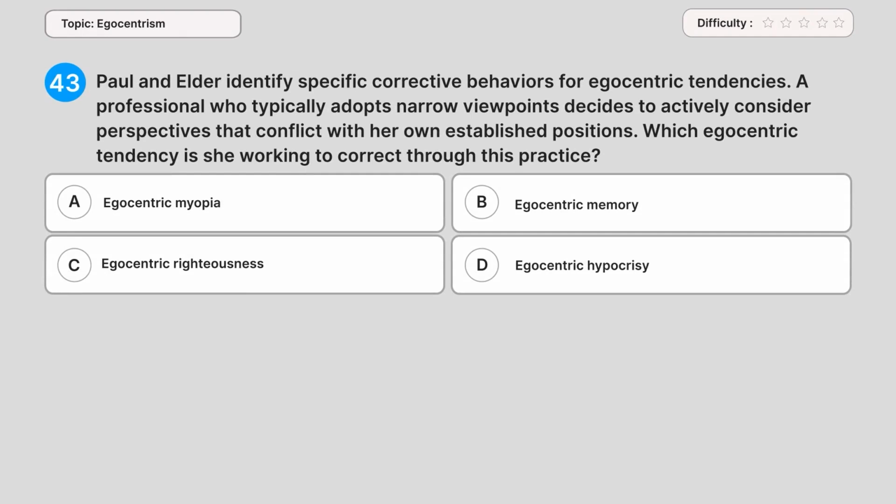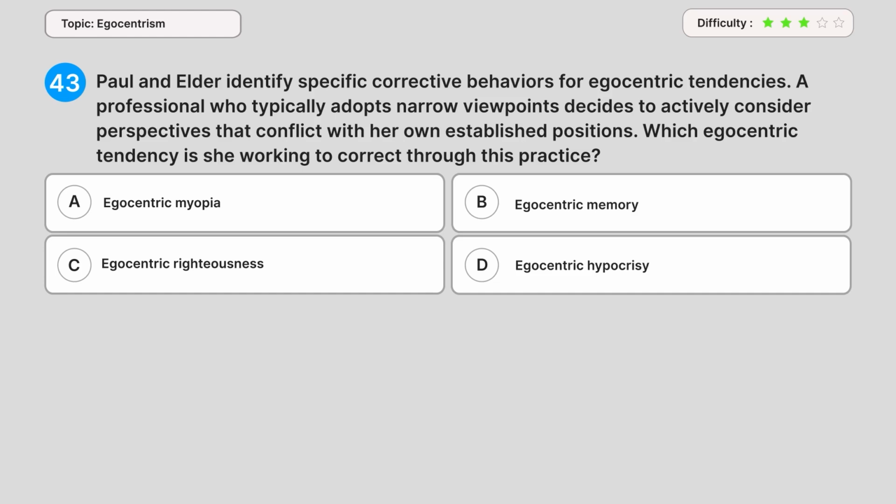43. Paul and Elder identify specific corrective behaviours for egocentric tendencies. A professional who typically adopts narrow viewpoints decides to actively consider perspectives that conflict with her own established positions. Which egocentric tendency is she working to correct through this practice?